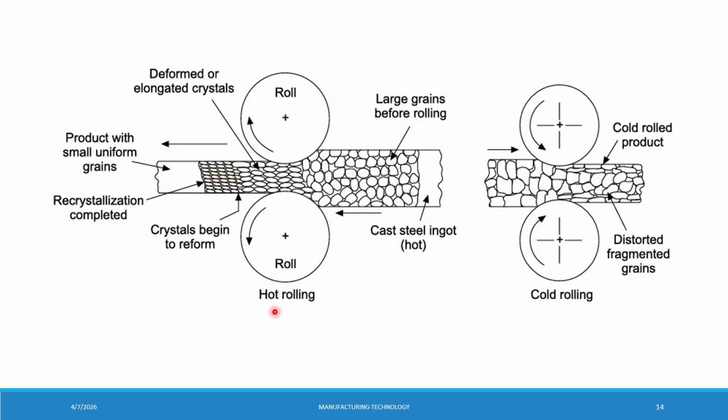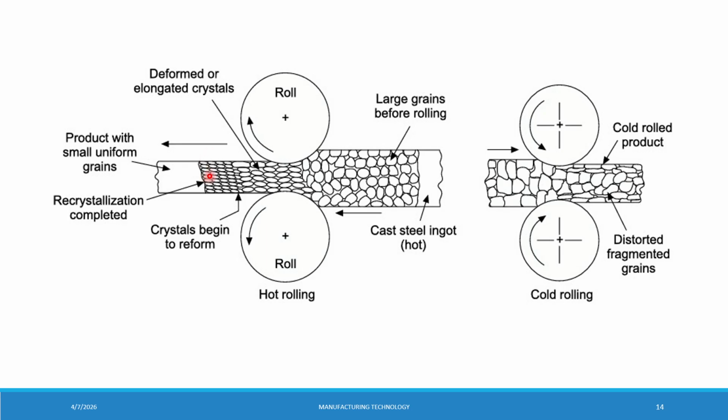Now you have to understand, the temperature is above the recrystallization temperature in the hot rolling process. For steel, most of us know the recrystallization temperature is somewhere around 700. Aluminium also has a certain recrystallization temperature. Whenever the temperature is above the recrystallization temperature, these elongated grains automatically transform themselves into smaller grains.